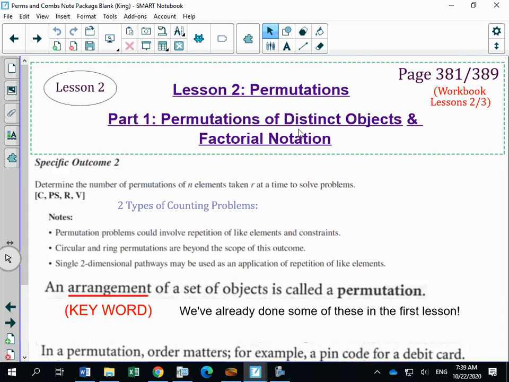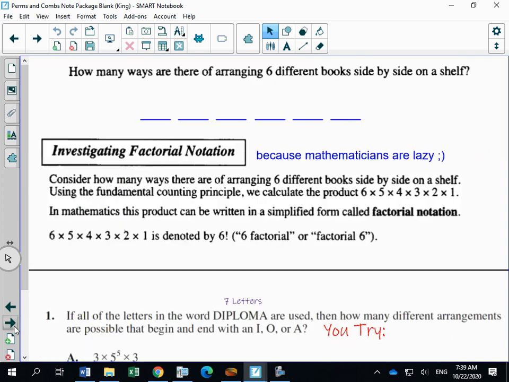I'm going to skip this page for now. I will come back to it at the end of this video. And just to make note, this lesson, lesson 2 in the workbook, will be done in 2 different parts. So just flip to this page here, and we're going to look at one of the homework questions, and I'm going to show you how to do it in an alternate way from lesson 1.